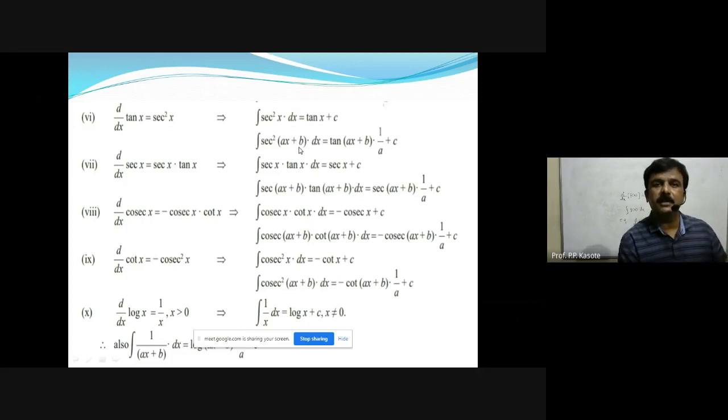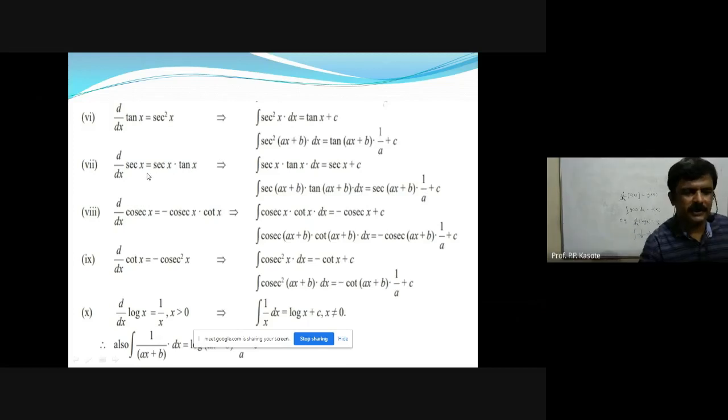Ax plus b is a linear equation with one variable. Please don't forget, if you check the power of x, it is simply 1. It is ax plus b, it is linear equation. So integral of sec square of ax plus b into dx is tan of ax plus b into 1 upon a. Why we have written into 1 upon a? Because the coefficient of x is a. So let us not forget to write 1 upon a plus c.